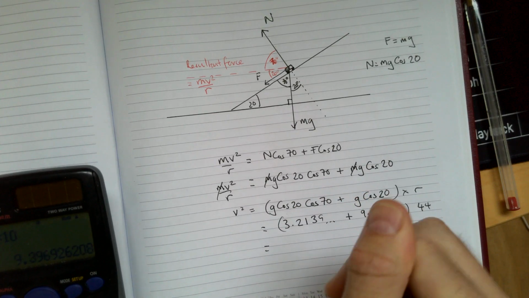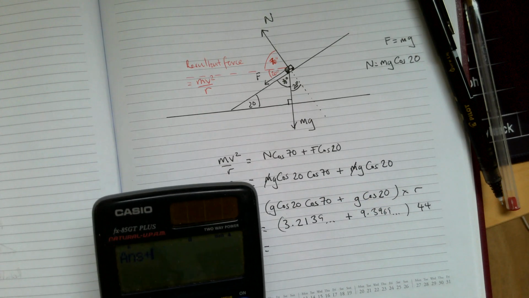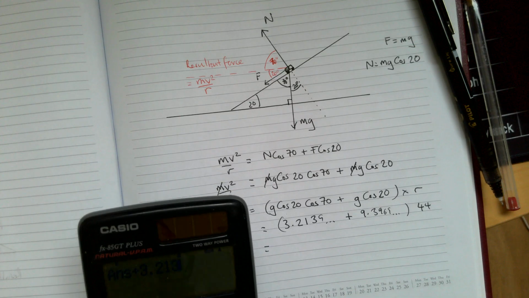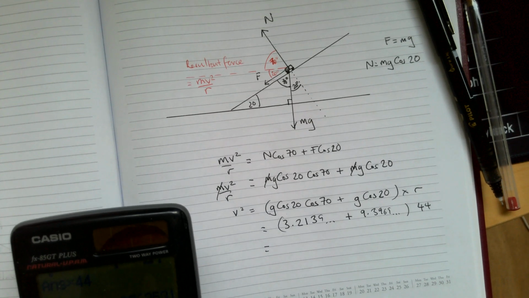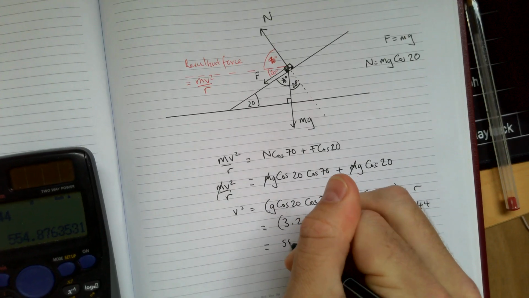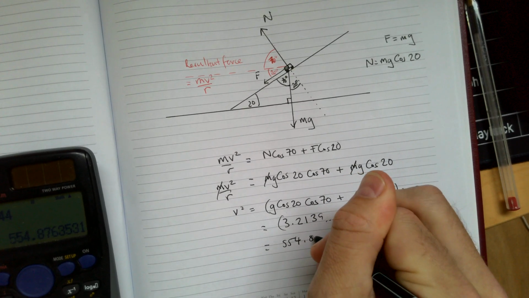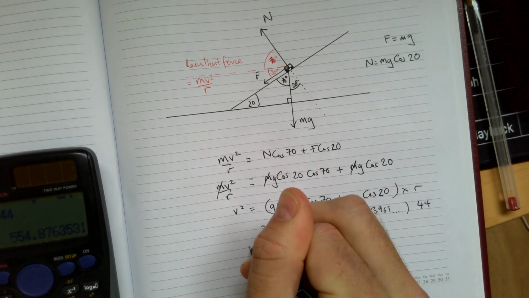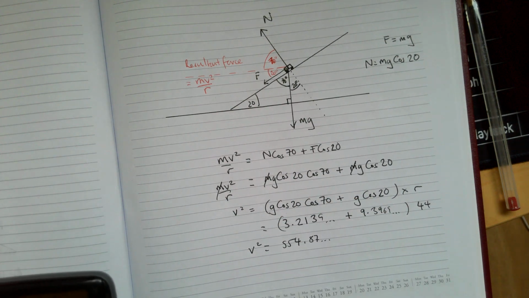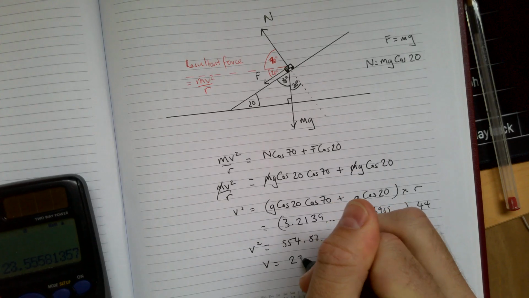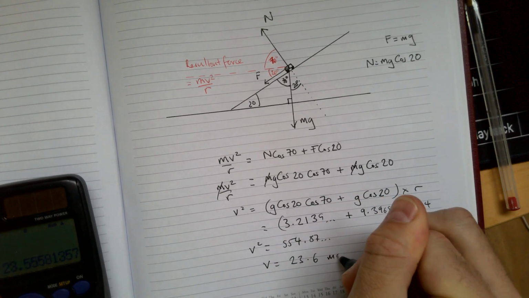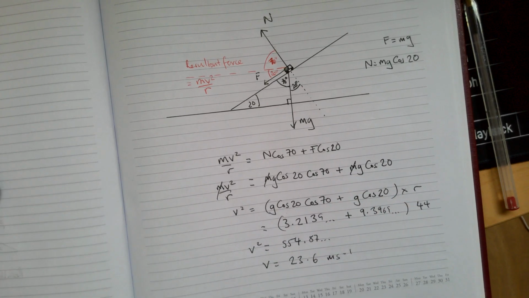Okay, so v squared equals, don't forget the v squared, 3.213 plus 9.397 times 44, and we get 554.87, but that's v squared. So square root that, and we get that v equals about 23.6 meters per second. Not an easy question.